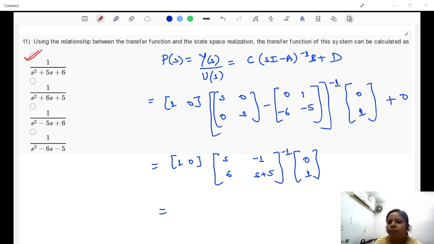The terms in C and B matrices are also, one of the terms is 0. It would just simplify your multiplication to such an extent that you would just obtain a 1 cross 1 value.